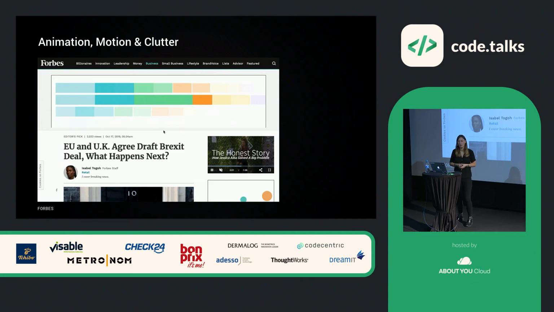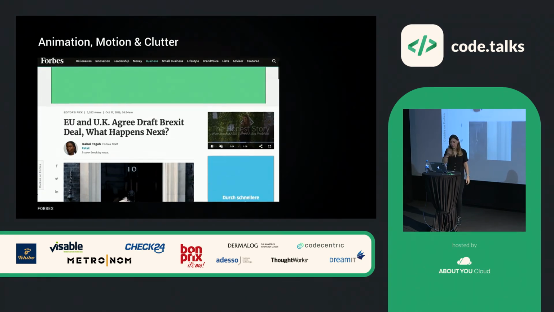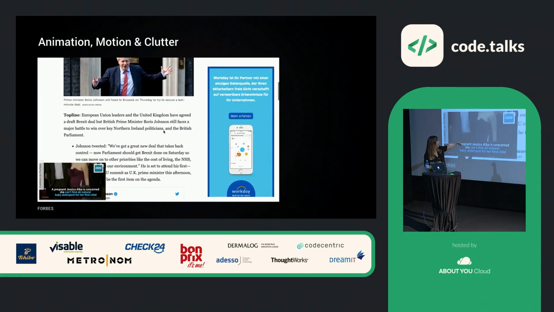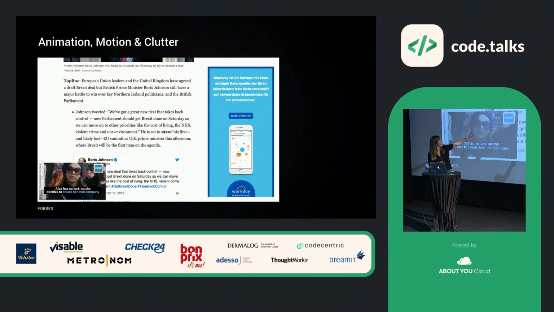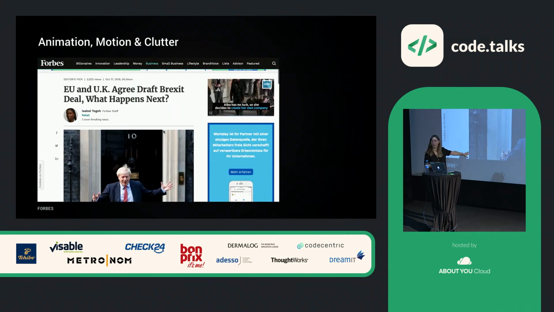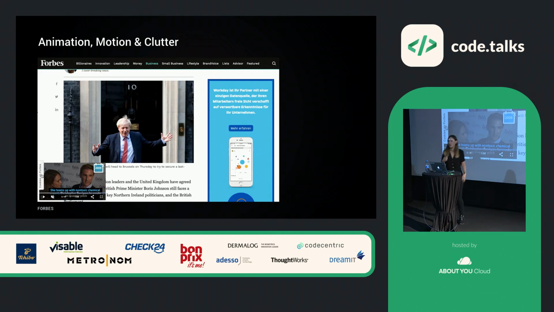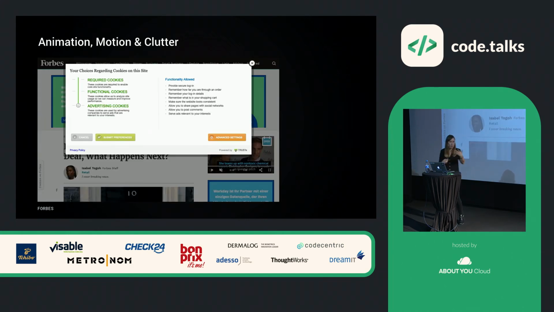And lastly, I want to make a point on animation, motion, and clutter. This is a huge topic, and you could make a presentation only on this, but I just want to make a little note. Have you ever tried to read an article on Forbes? This is what happens, especially if you don't use an ad blocker. You have all these ads, and then this video right over the text. It's really annoying. Then it pops up, and it pops up here again, and all these things all around. This is really annoying for me, and for a lot of people.